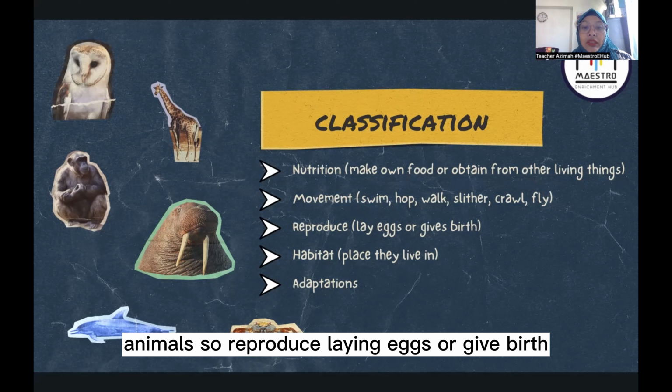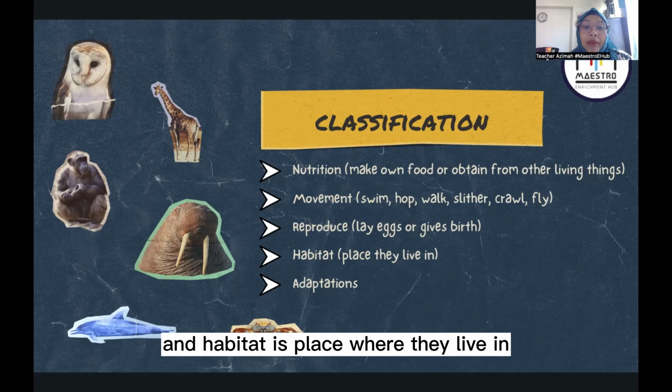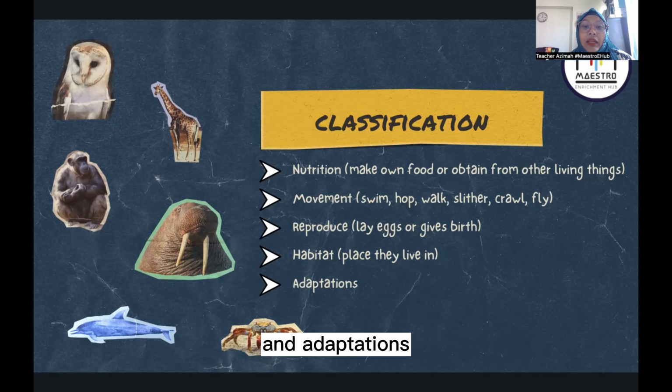So movement, we have swim, hop, walk, slither, crawl, and fly. It varies for different types of animals, and they also have their own groups of animals. Reproduction: laying eggs or giving birth. Then habitat is the place where they live in, and adaptations: how are they able to survive in the natural environment?